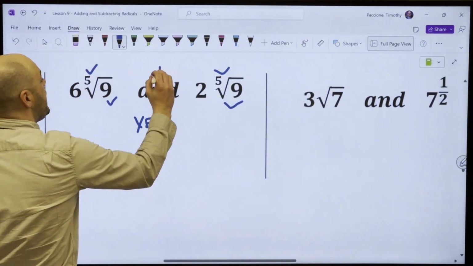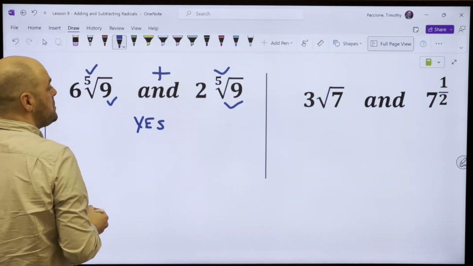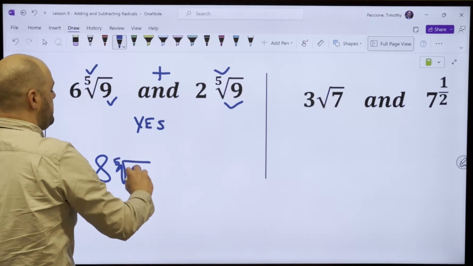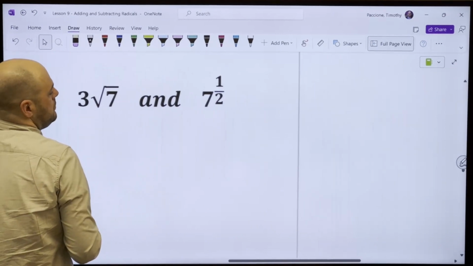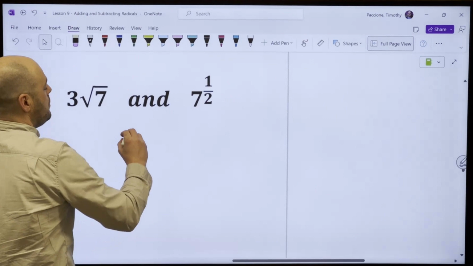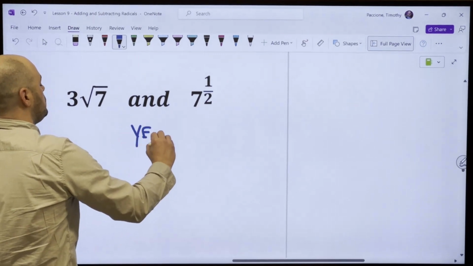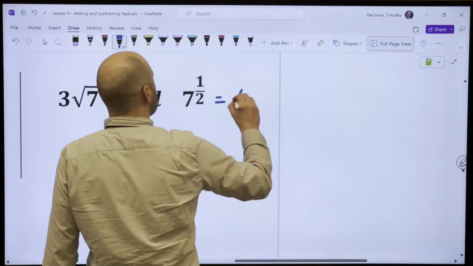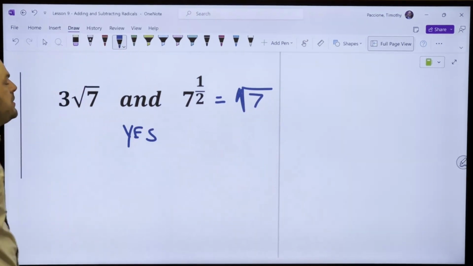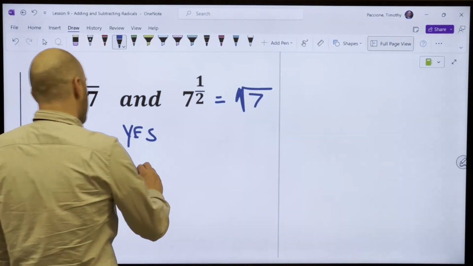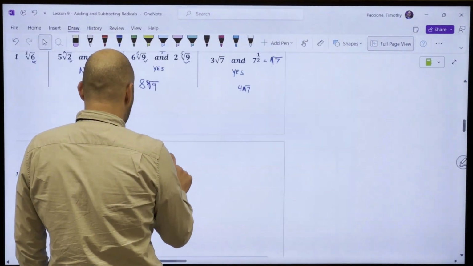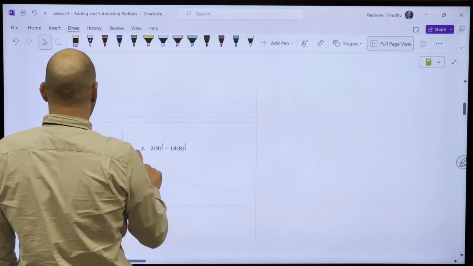Okay, so if I brought these together, how much would I have? How many fifth roots of 9 would I have? 8 fifth roots of 9. Right? How about this one? Yes. Because if you change the exponent to radicals, it's the exact same thing. It's the square root of 7, right? So I'd have how many square roots of 7s if I brought these together? 4. Good.